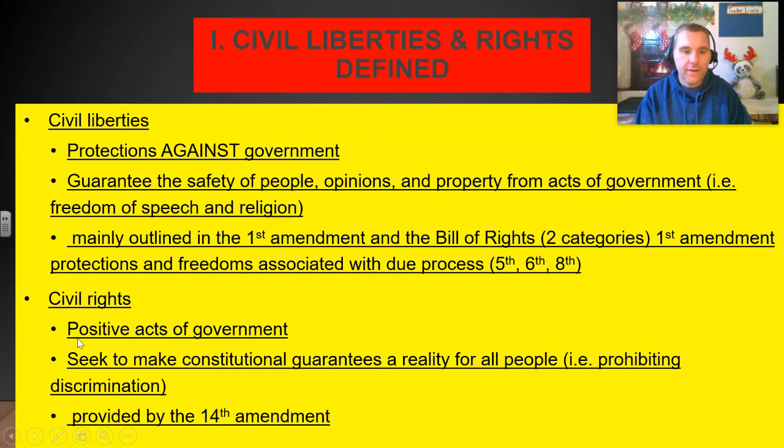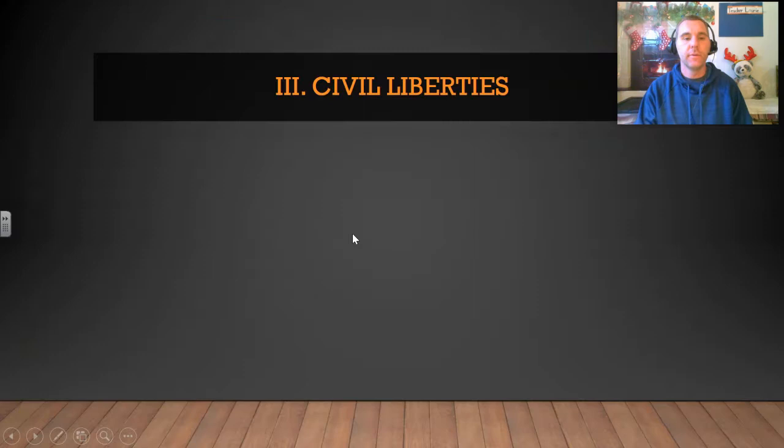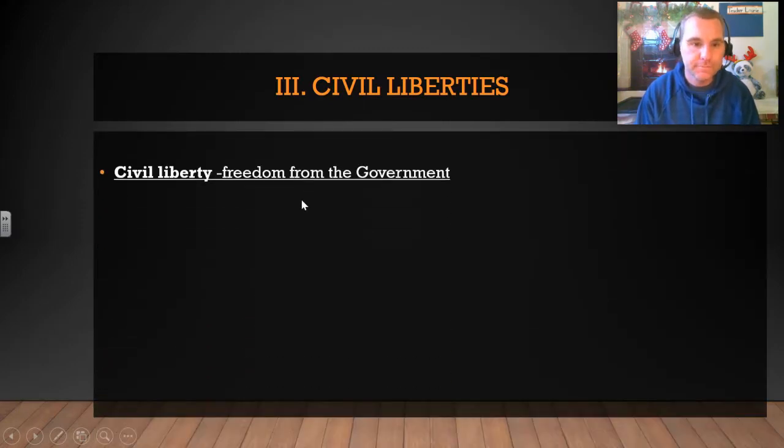This is more of a positive act of government, and that the government needs to provide you civil rights. Civil liberties, they can't touch. That makes sense to you. Okay. A civil rights violation means the government has to step up and provide something for you to make sure that you are treated equally. Again, civil liberties, they can't infringe upon because of the Bill of Rights. So let's talk about it a little bit more.